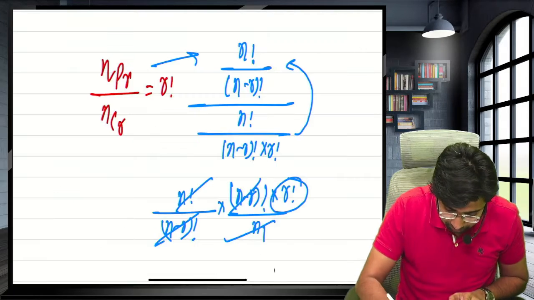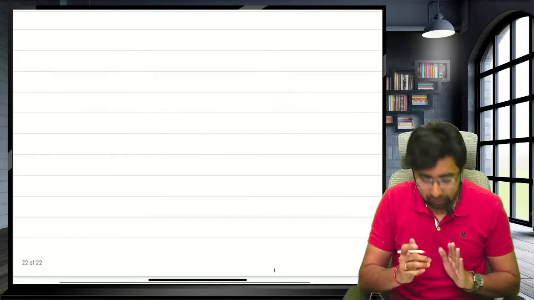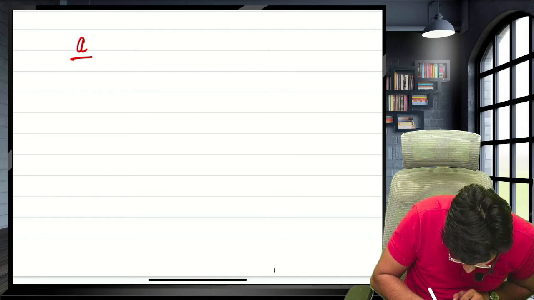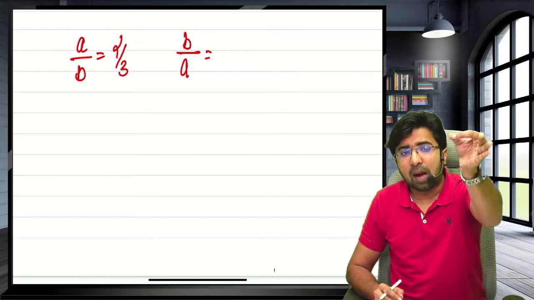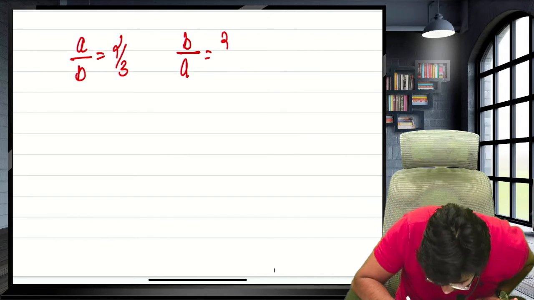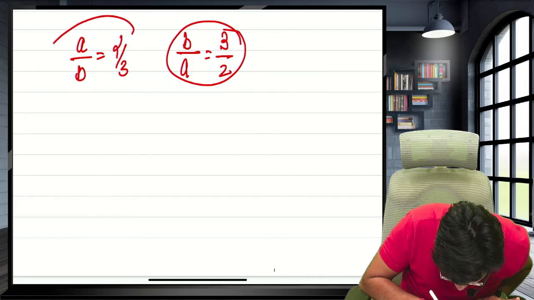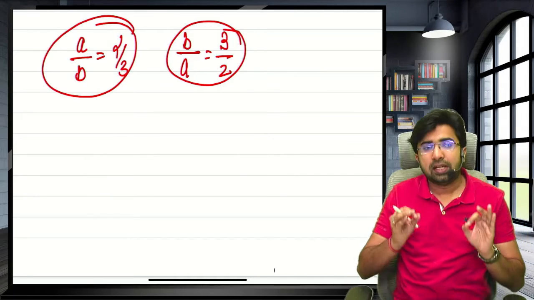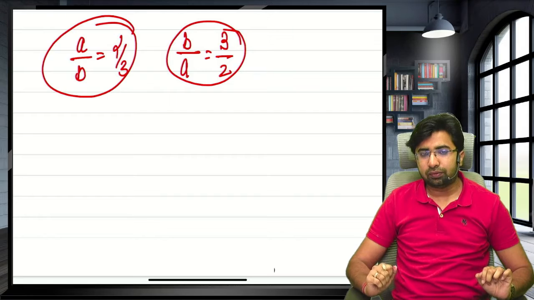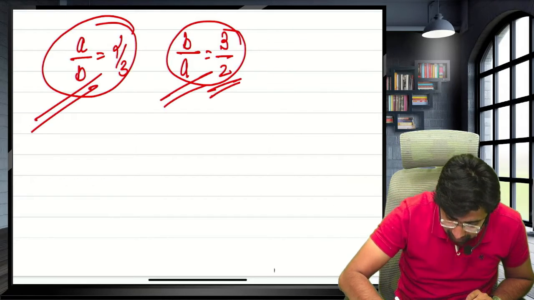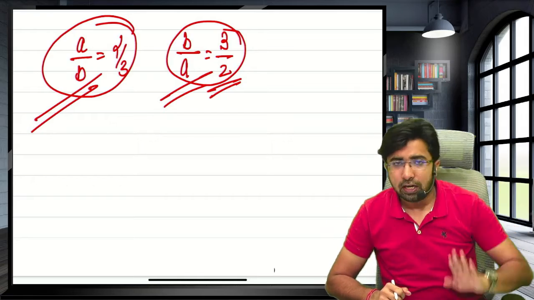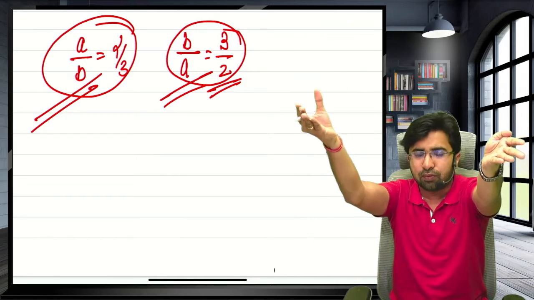But now guys, please pay attention. We will learn the theorem. For example, if I'm saying A upon B is 2 by 3, what will be B upon A? If A upon B is 2 by 3, then B upon A will be 3 by 2. Say yes or no. If you reciprocal the LHS, the RHS will also reciprocal itself.